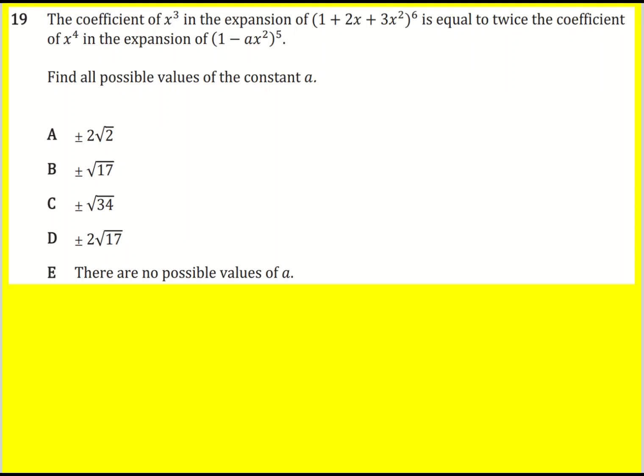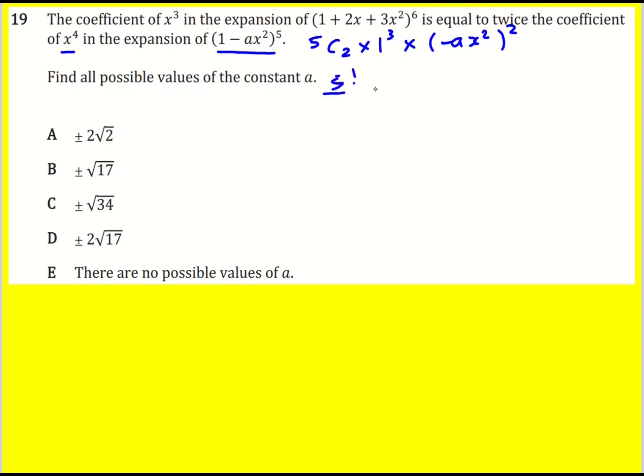That's fine. Well, when I did this question, I decided to first of all find the coefficient of x to the 4 in this expansion. It just looks a little bit nicer. So to get the x to the 4, I need to get a minus ax squared, squared. So it's going to be 5c2 times 1 to the power of 3 times minus ax squared, squared.